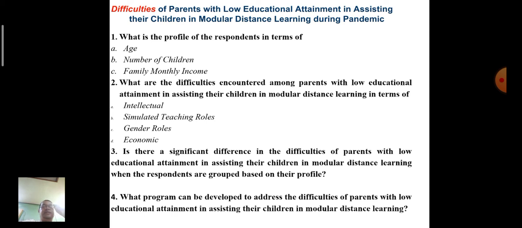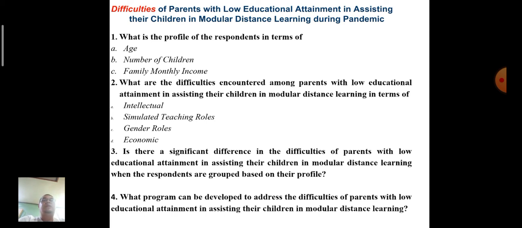Now, number three is also very common among quantitative design research. It states, is there a significant difference in the difficulties of parents with low educational attainment in assisting their children in modular distance learning when the respondents are grouped based on their profile? So these are common.